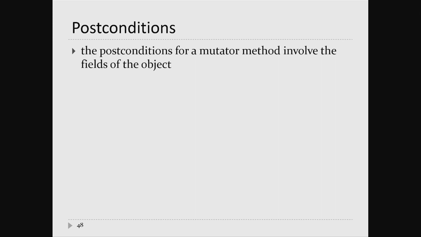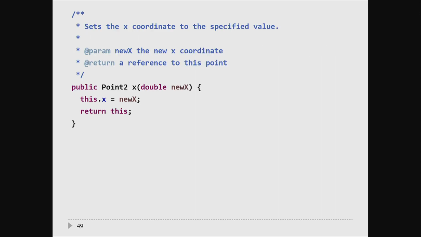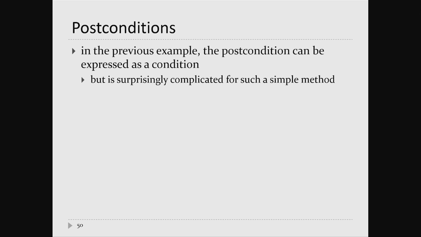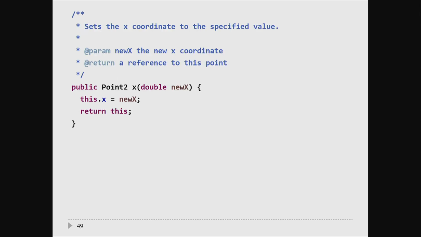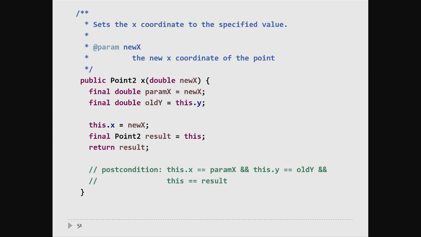So if I change the x coordinate of a point, then this method here changes the x coordinate of a point, so it actually has to set this dot x. And so what does the postcondition here look like? Well, it's, again, awkward to write. And these methods are really simple, but to actually formally write their postconditions is very complicated.